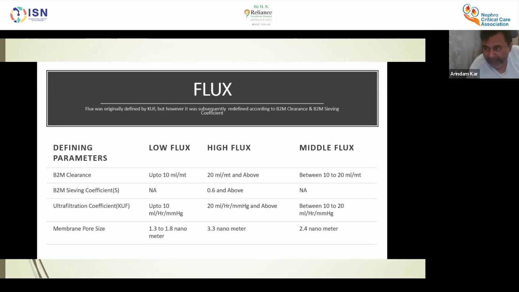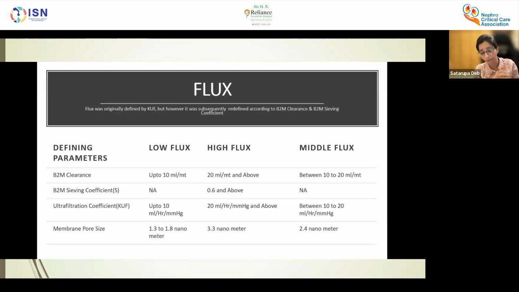So can I also say that the fallout of a higher flux would be that there could be loss of some important molecules? Exactly. If you see this slide, middle flux is an intermediate between low and high flux. Middle flux will remove the middle molecules, which are the abnormal molecules that we target, like beta-2 microglobulin, but it will also remove vitamin B12 because the vitamin B12 size is similar to beta-2 microglobulin. Hence, we see a lot of vitamin B12 deficiency in this group of patients.